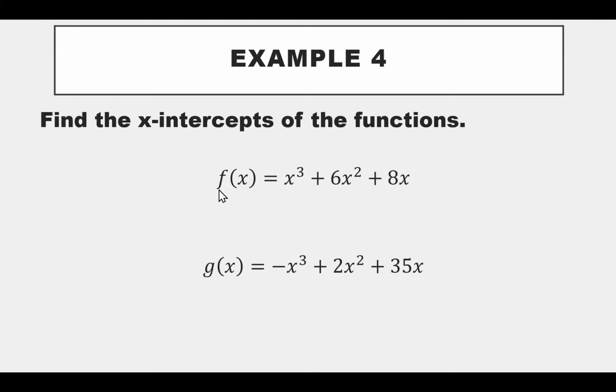Here we have f of x is equal to x to the third plus 6x squared plus x. And you can see g of x is equal to negative x to the third plus 2x squared plus 35x. Let's go ahead and factor these two. If you already know how to do it, push pause on the video and then try that on your own. Otherwise, in a couple of seconds, I will factor these two polynomial functions.